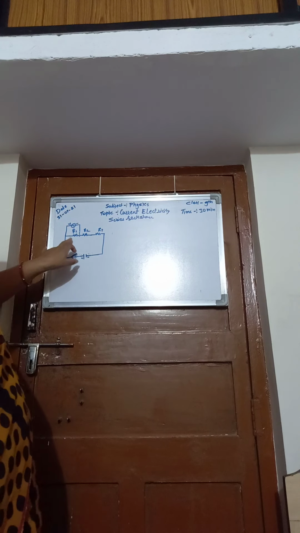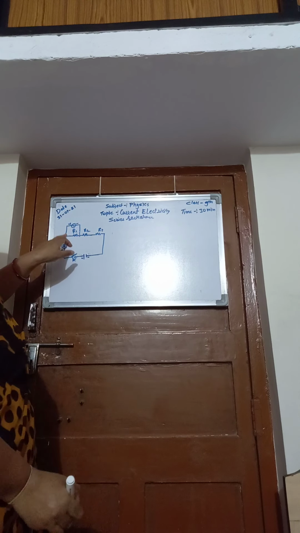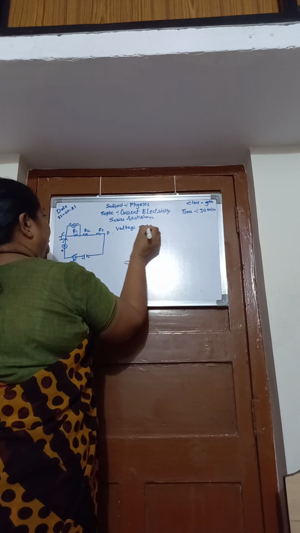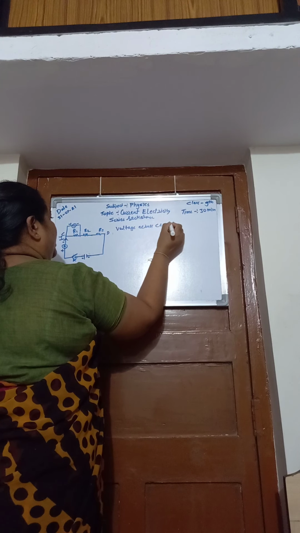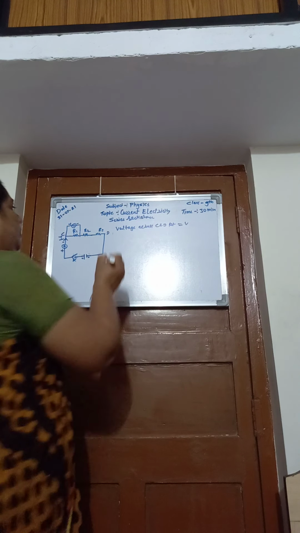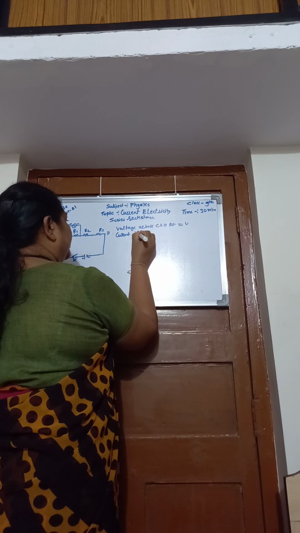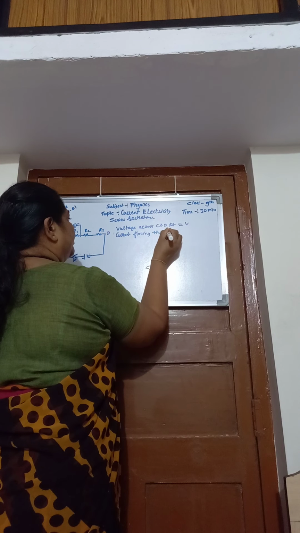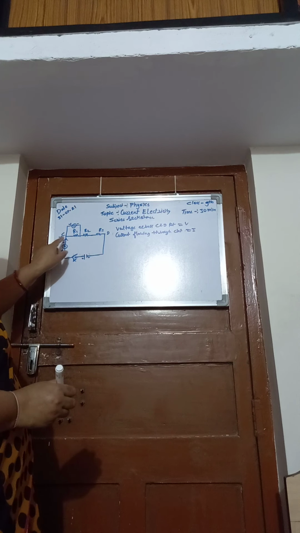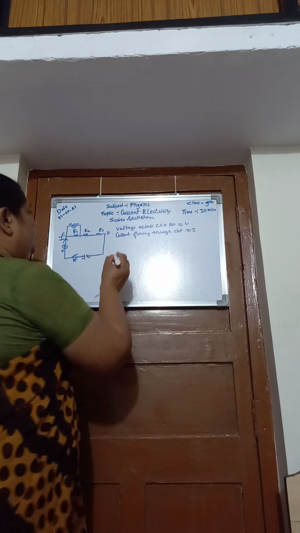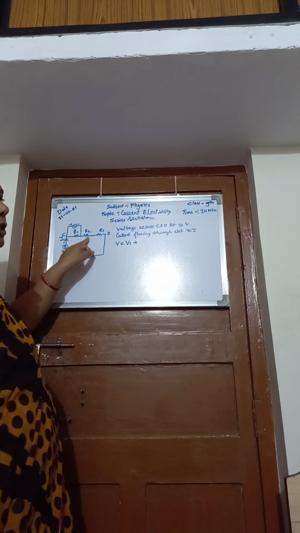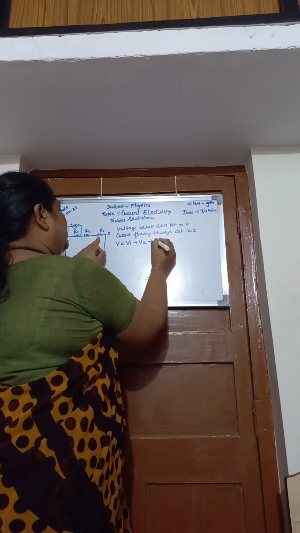The current flowing in this circuit, mark it as I, and the voltage across points C and D, this is point C and this is point D, is equal to V. The voltage across these three resistances is equal to V. Current flowing through the circuit is I. Therefore, V equal to the voltage across R1, V1, plus the voltage across R2, V2, plus the voltage across R3, V3.